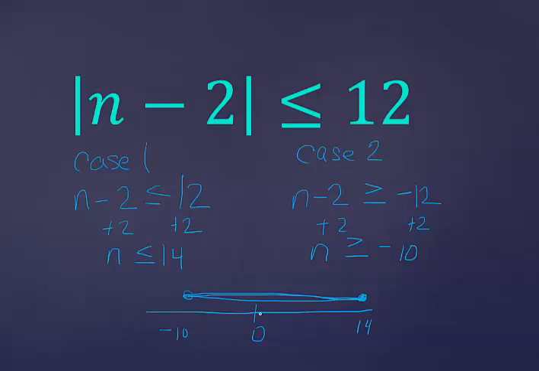Look, 0 is included in the answer, and 0 is a really easy test point. So if I make this n 0, 0 minus 2 is negative 2. The absolute value of negative 2 is 2, which is definitely less than or equal to 12, so we're right.